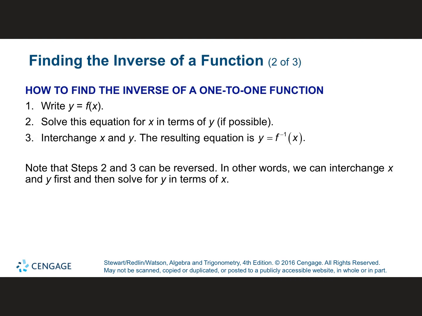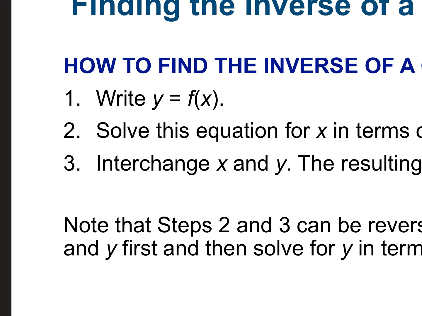So on this page, it talks about how to find the inverse of a one-to-one function. Typically, we would see either f of x or y. F of x is just a fancy way of saying y. These mean the same thing. If you see f of x, you just want to cross it off and put y.